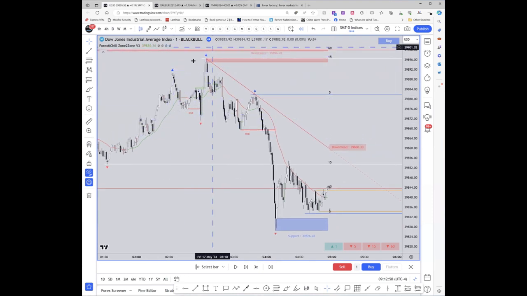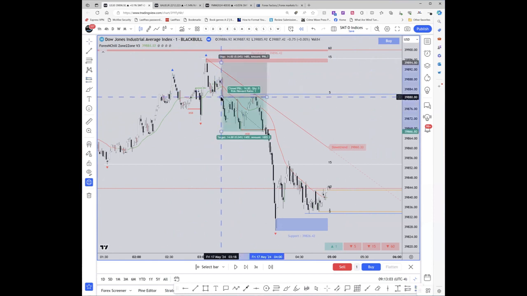The market went up, made the SMT divergence. And when we broke below the previous market structure break, we have a bearish engulfing. Okay.